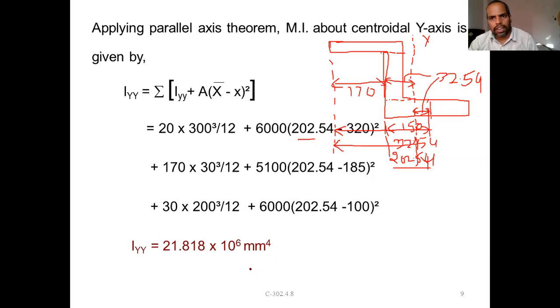If you calculate that, how much will you get? Let us see. 150 minus 32.54, we get 117.46. That is also 320 minus 202.54, which is 117.46. So like that also you can do.